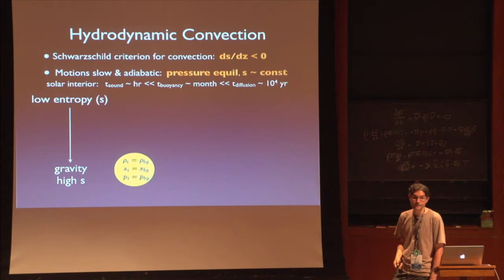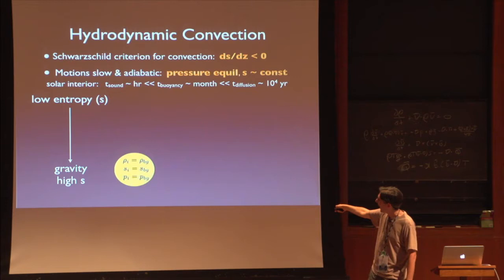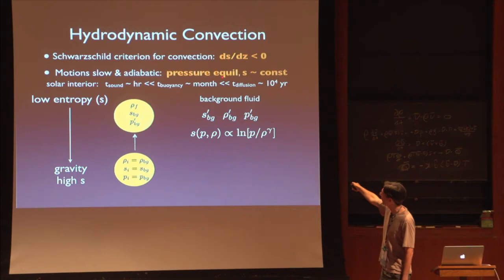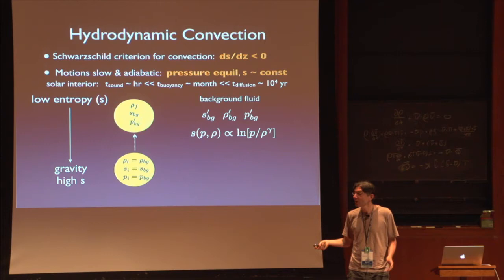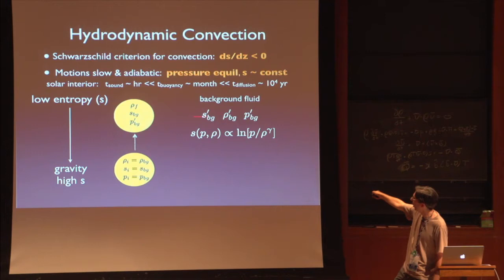And the reason this is important is that now I've told you how, as this blob moves from one position to another, its pressure changes and how its entropy changes. I've specified its thermodynamic state. So I've also told you what its density is. So I've told you whether it's buoyant or not. Specifically, as the fluid element moves from its initial position to its final position, it's always at the same pressure as everything around it. So at this new place, there's a background pressure P prime, background density rho prime, entropy S prime, and the pressure of the blob is the same as its surroundings. That's this pressure equilibrium assumption.